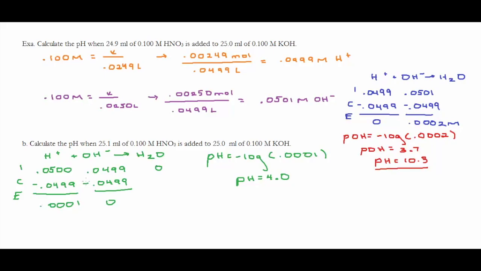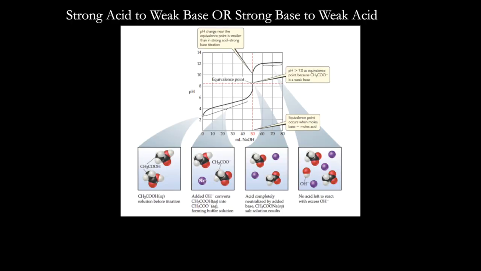These are really easy simply because you're just ending up with either H plus or OH minus. So we're going to make it a little bit more tricky once we get to weak acids and weak bases. Now that we've talked about strong acid and strong base titrations, we're going to work with strong acid being added to a weak base or a strong base being added to a weak acid.